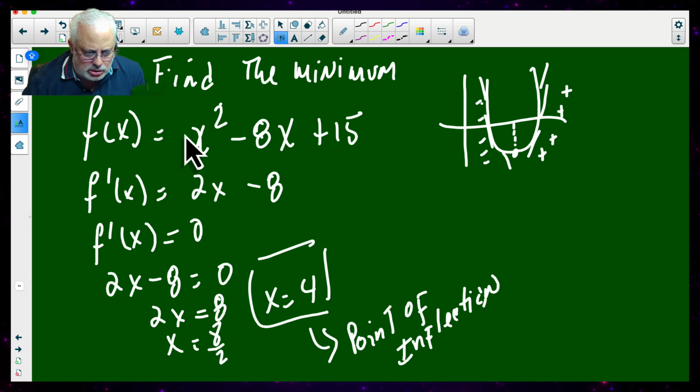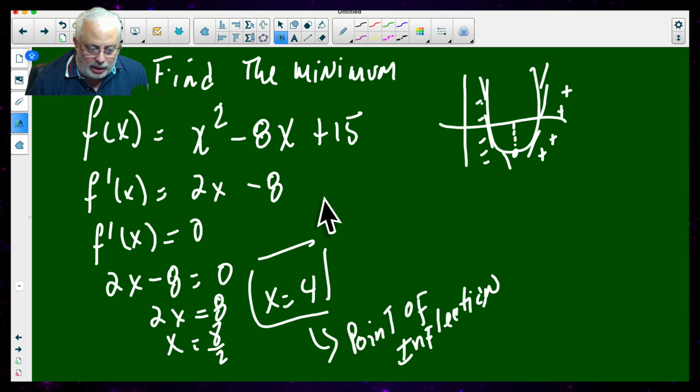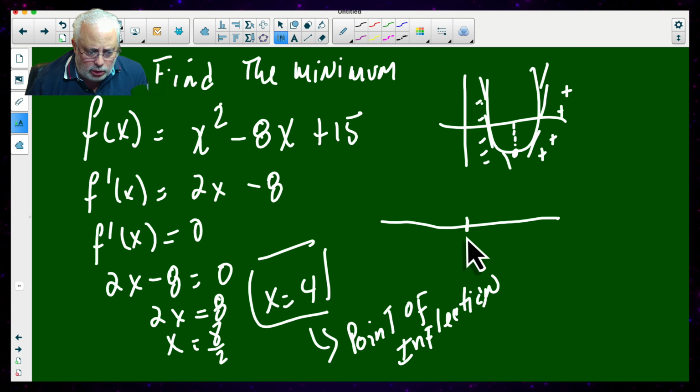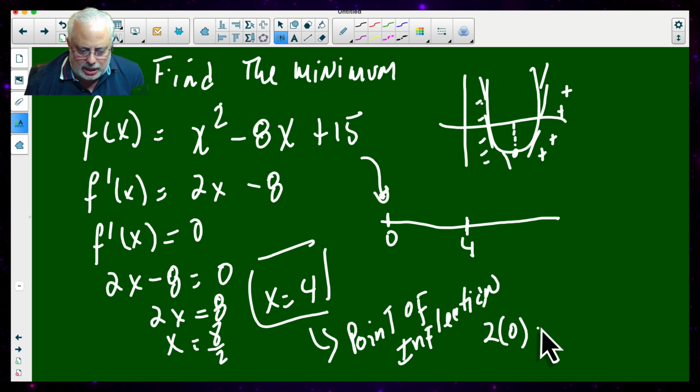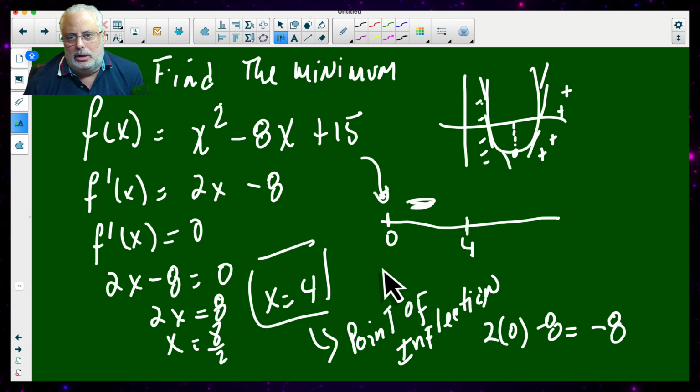But in calculus, if you want to know what type of point of inflection, you use the number line right here, you locate your 4, and you check values in the surrounding of 4. So let's say 0. Let me see my first derivative, which is 2x minus 8, evaluated at 0. So you have 2 times 0 minus 8. Notice that my first derivative, when I evaluate it at 0, the answer is negative 8. So we have negative slopes.